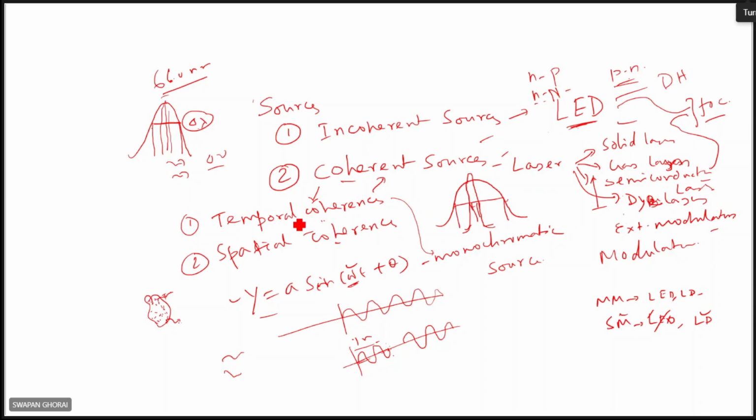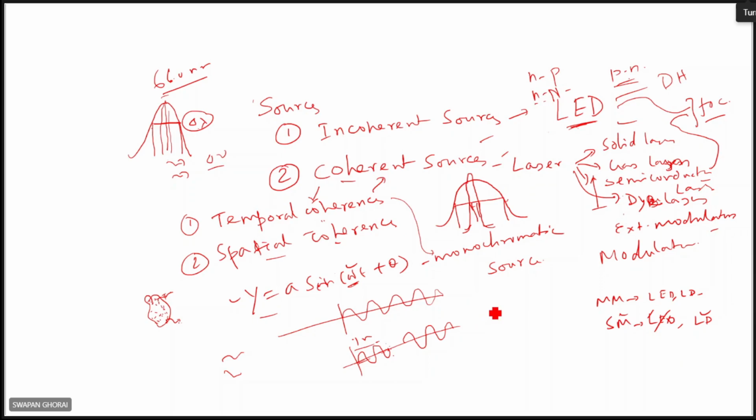So when you fabricate a coherent source, your aim will be to make delta lambda very, very narrow. Then it will be highly coherent. Another coherence is spatial coherence. Spatial coherence is related to the divergence.